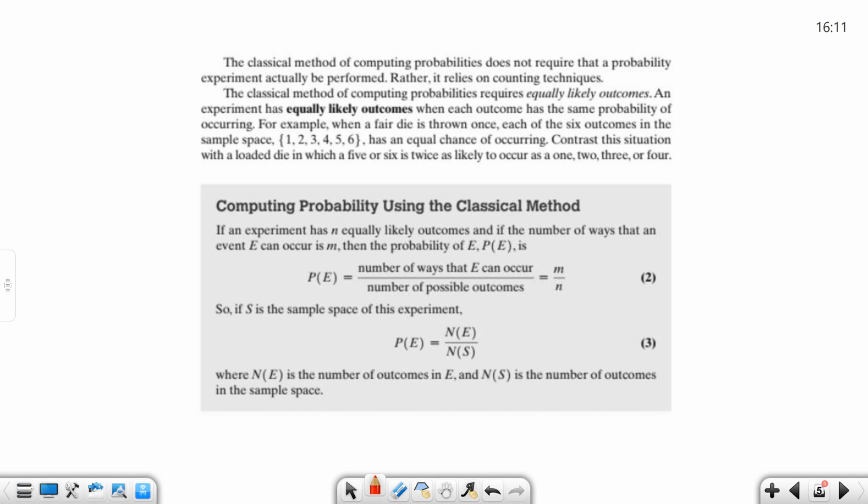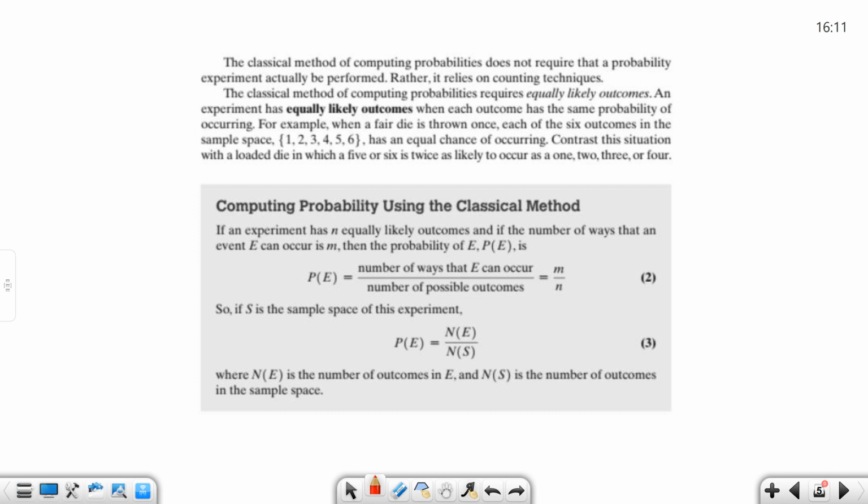The classical method of computing probabilities does not require an experiment. Rather, it relies on counting techniques. The classical method of computing probabilities requires equally likely outcomes. If it has equally likely outcomes, it has the same probability. So this is that fair die that I was talking about. If you throw a fair die once, you're going to get one of 6 things: 1, 2, 3, 4, 5, 6. If the die is fair, what I mean is not weighted. Some dice are weighted, believe it or not.